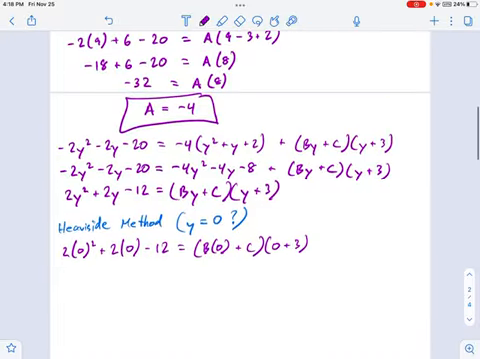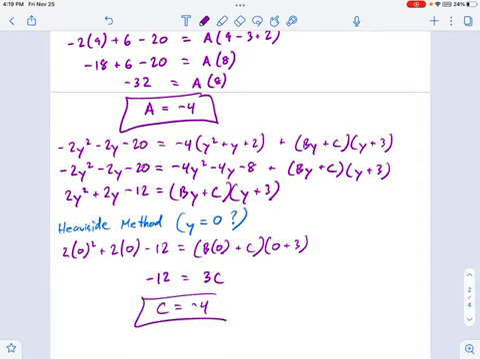Well, let's see what we get from this. On the left side, it crosses out very quickly. That's negative 12. On the right side, I get 3c. Okay, so c equals negative 4. Well, that's fantastic. Now I have a and c. Finding b should be pretty quick.